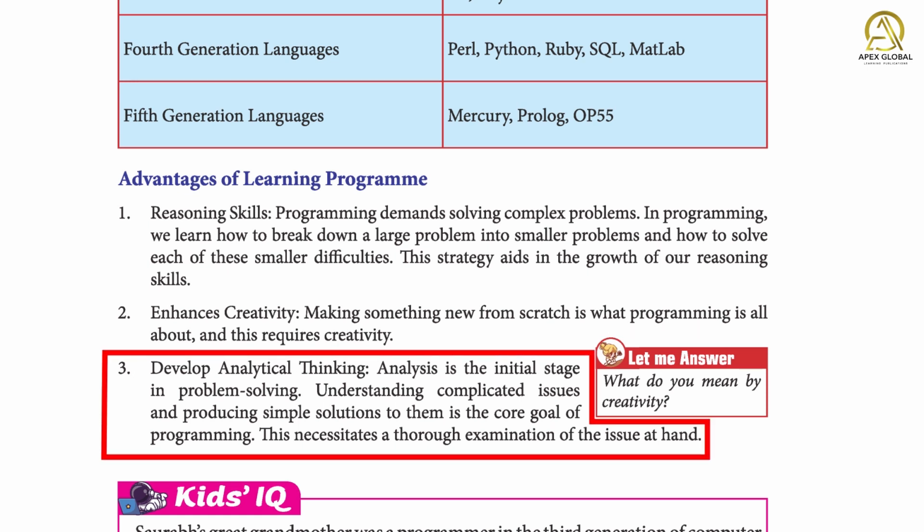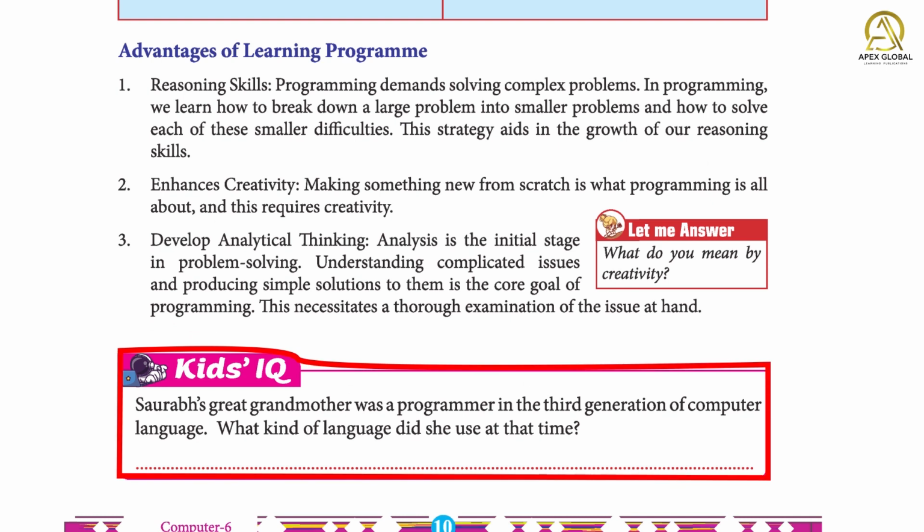3. Develops analytical thinking. Analysis is the initial stage in problem solving. Understanding complicated issues and producing simple solutions to them is the core goal of programming. This necessitates a thorough examination of the issues at hand. Kids IQ: Saurabh's great-grandmother was a programmer in the 3rd generation of computer language. What kind of language did she use at that time?